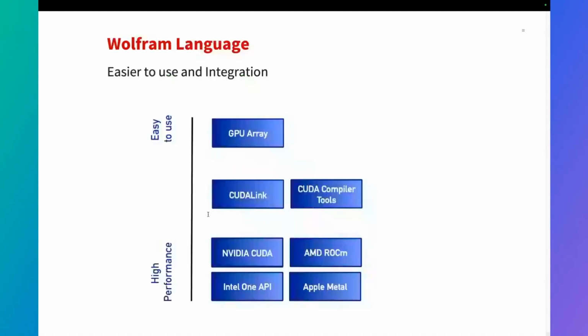So the plan is to introduce a GPUArray, which is a framework for representing an array in a GPU. And that will sit a little above the CUDA link and CUDA compile tools. It will allow you to do high performance computing, but also provide an easy way to program and use your GPU. So we want to hit that sweet spot of being able to do both. And maybe later on we can go deeper and see what the bottlenecks are and how we can achieve that.